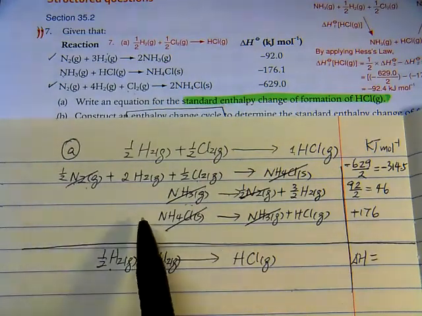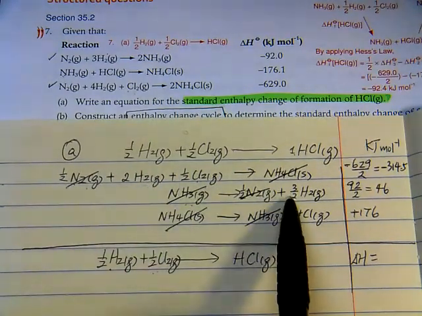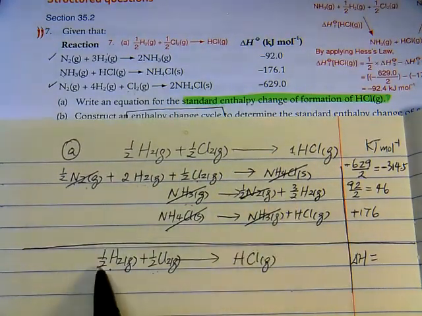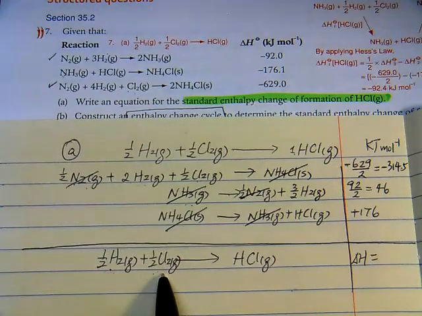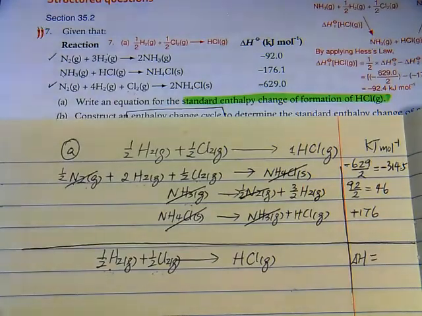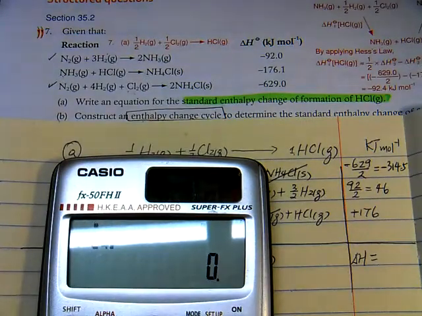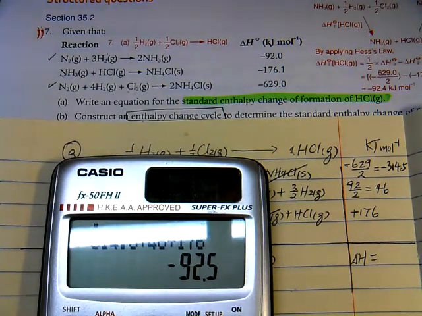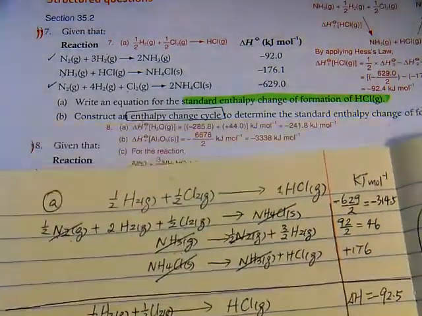Understand? Lastly, let's check. We have 2 H2 on the left. We have 1.5 H2 on the right. Therefore, there is half H2 on the reactant side. We have half Cl2, and then we have 1 HCl. Therefore, delta H is equal to the summation of these terms, which is negative 92.5 kilojoule per mole.